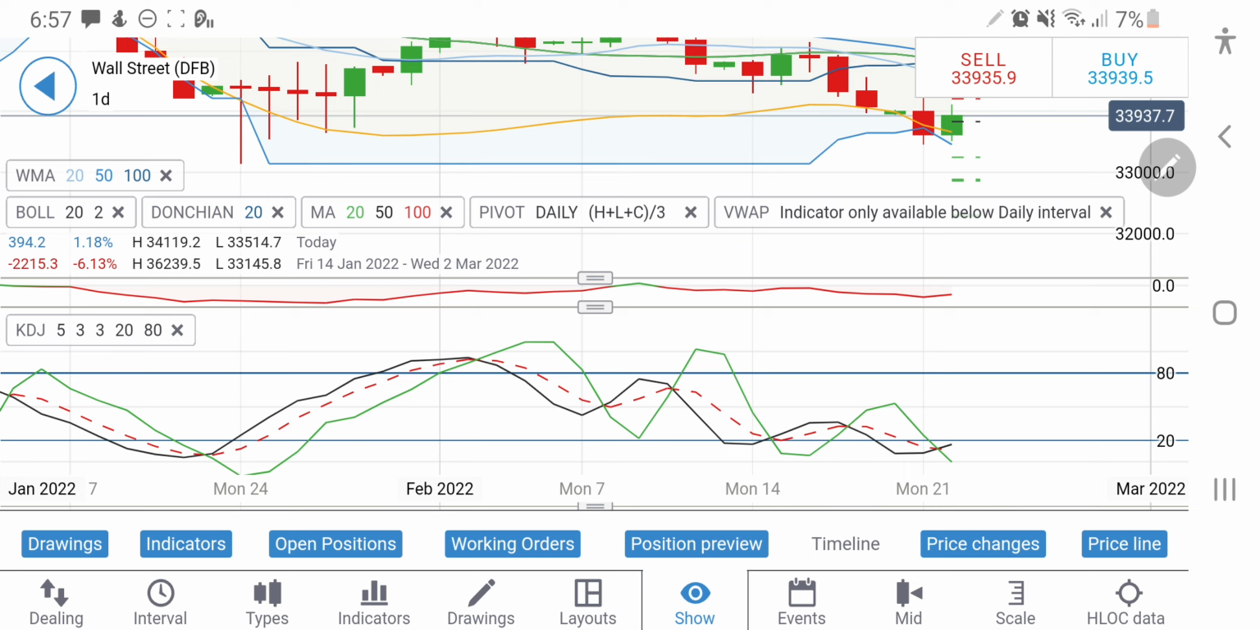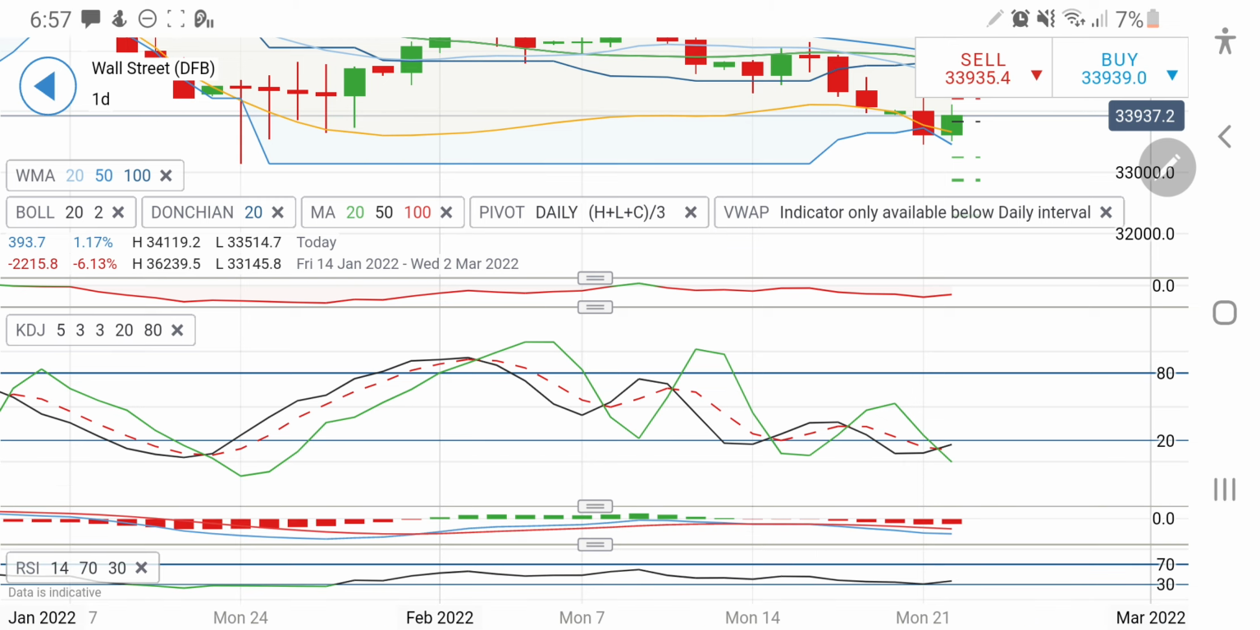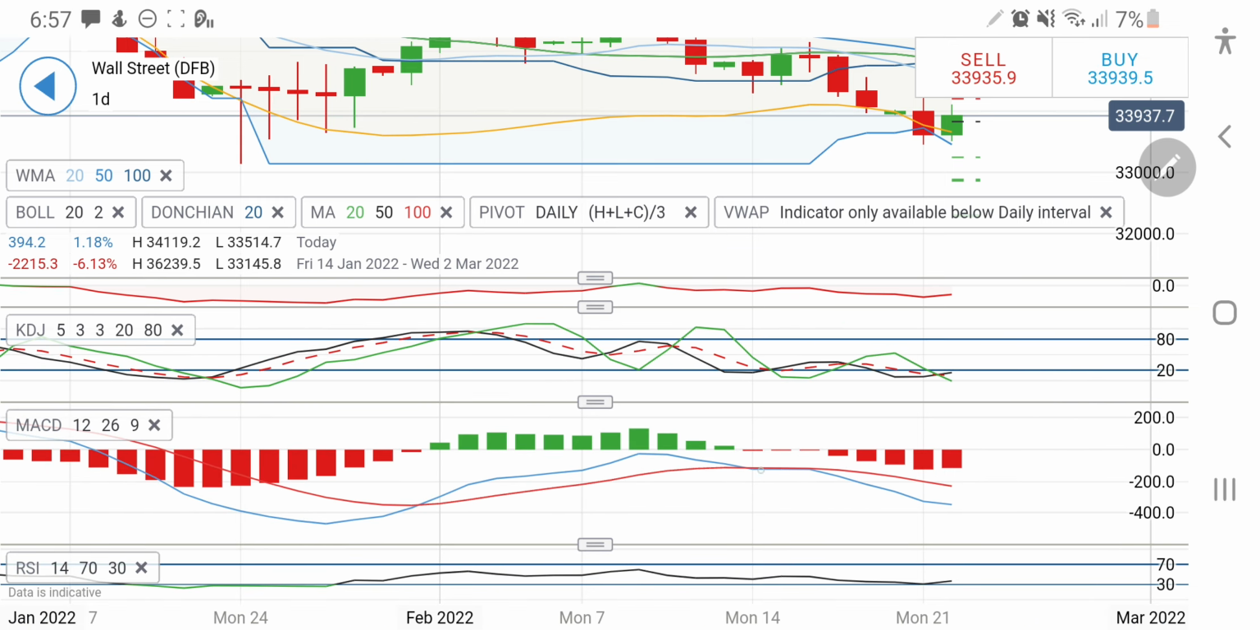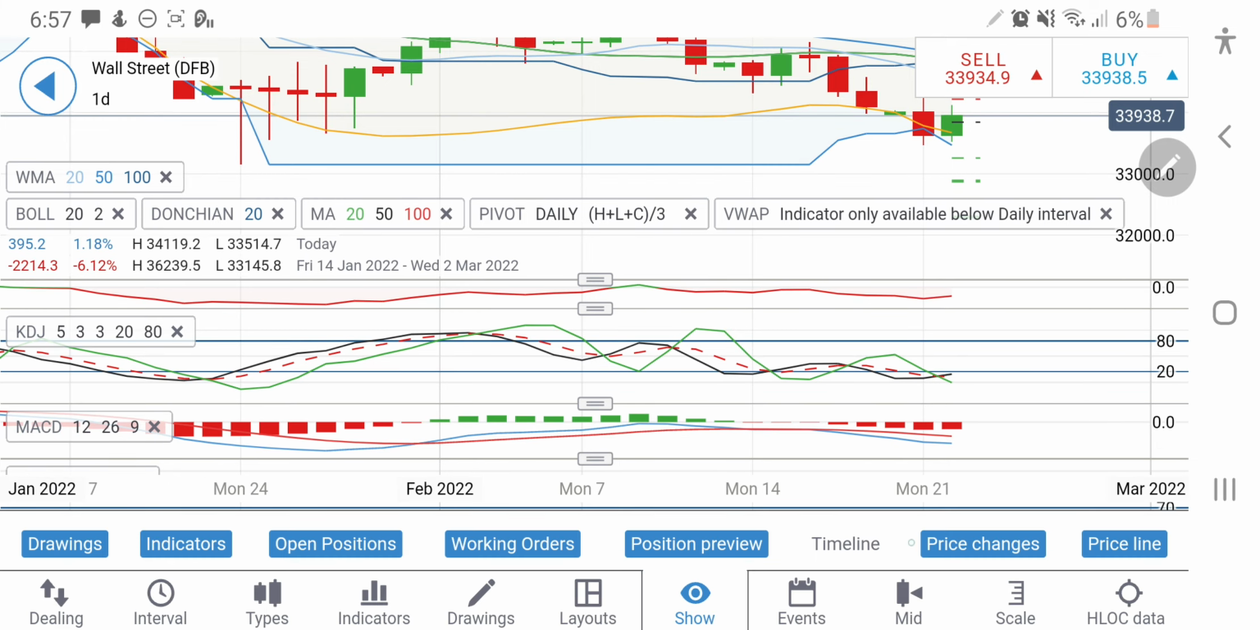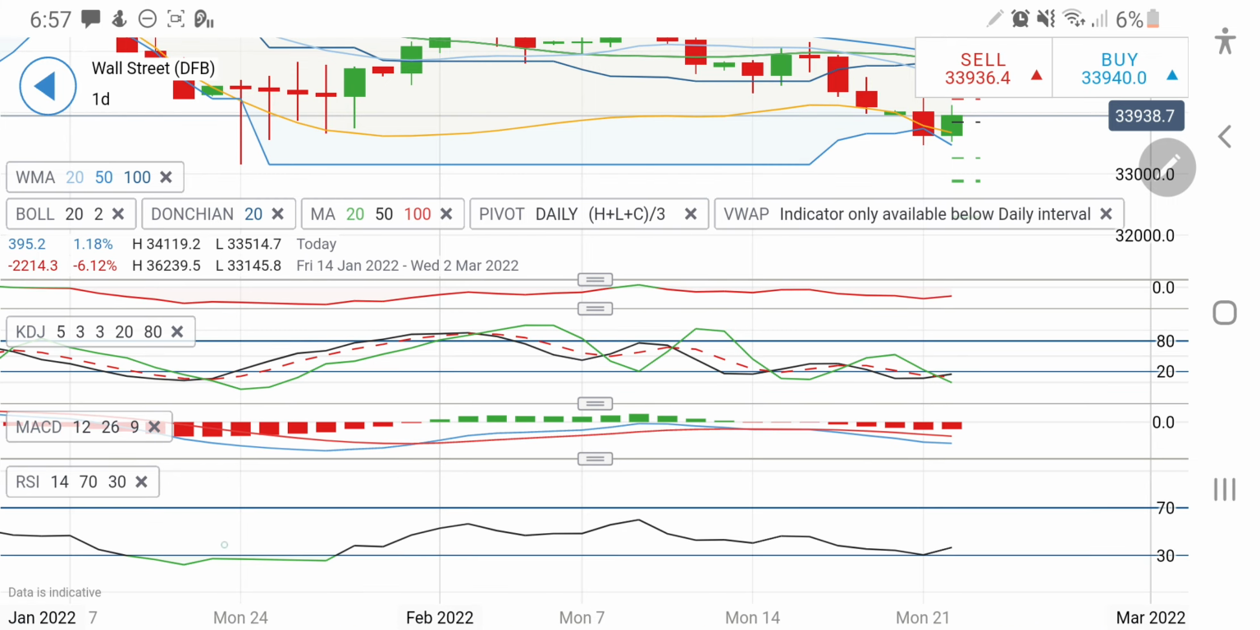It won't break 33,500, that is my expectation, but at the same time it won't break 34,300 also, that is my expectation. So a fairly broad range between 33,550 to 34,300 can be expected. MACD is red, and RSI has hit a bottom and is trying to rise from here.